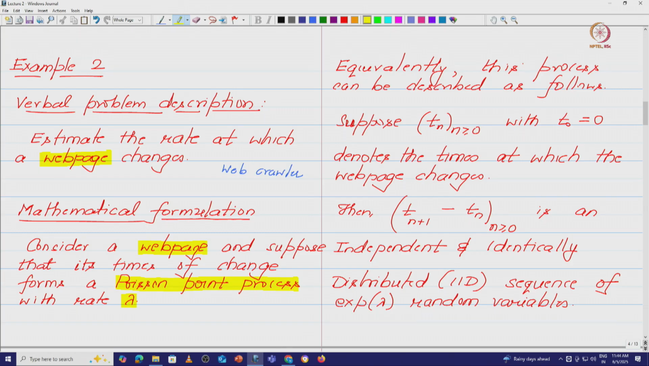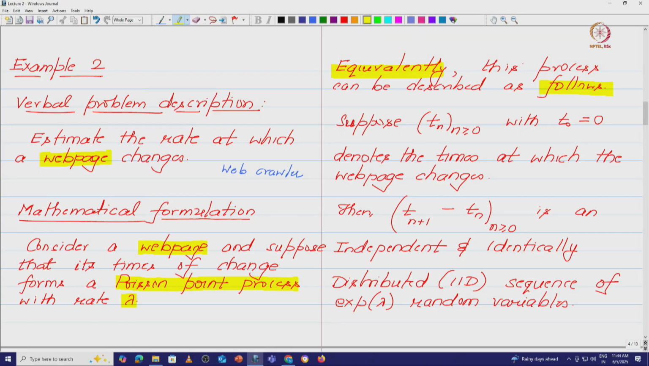And in some sense this dictates the rate at which the web page changes, and the goal of our problem is to estimate lambda, right? So before I discuss how we go about estimating this lambda, let me first try to explain what a Poisson point process means. A Poisson point process can be equivalently described as follows.